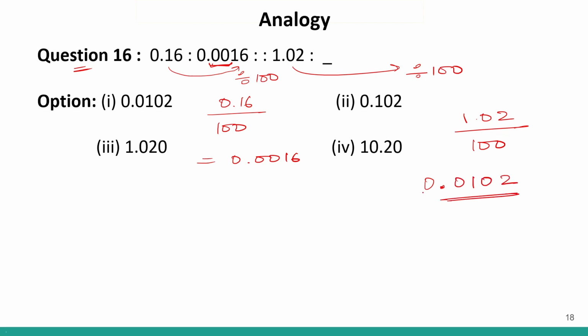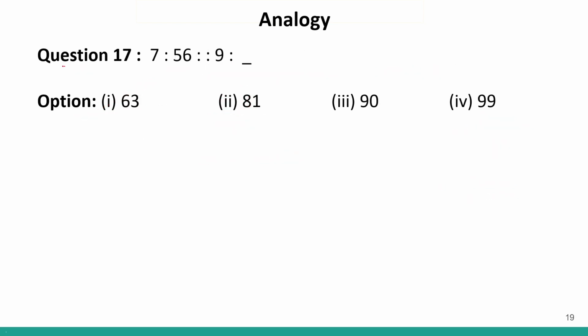I will get 0.0102, which is given in option number 1. So option number 1 will be the correct answer to this question. Clear? Question number 17. 7 and 56 and 9 we have to find out.